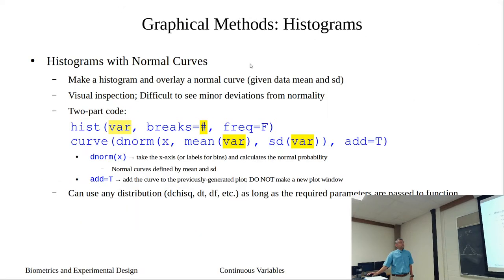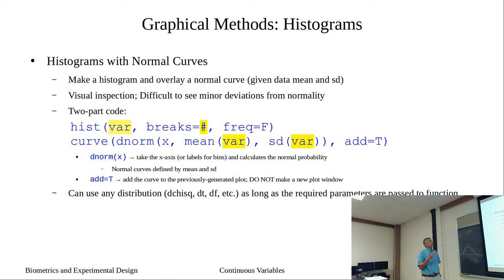So first up is our graphical methods, our histograms. We make a histogram, and then we overlay a normal curve based on our data. That normal curve is based on our data, which means we have to figure out the mean and the standard deviation of our data in order to get that curve overlaid. Once we do that, we make a visual inspection. Does the overlaid curve seem to match our histogram, our bars?